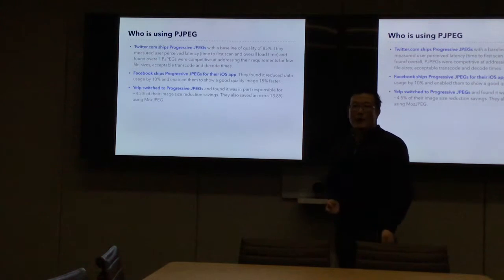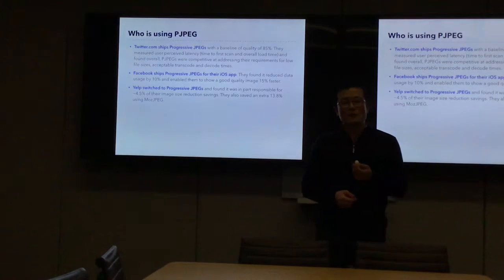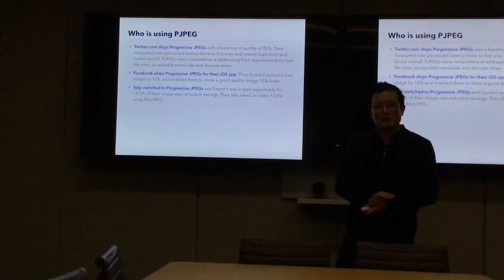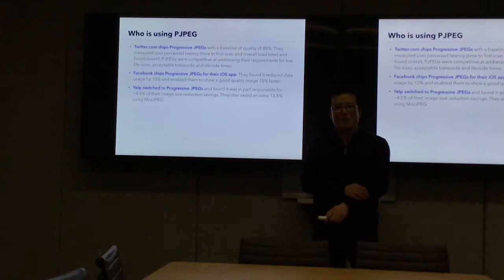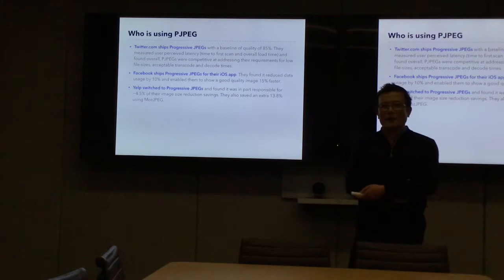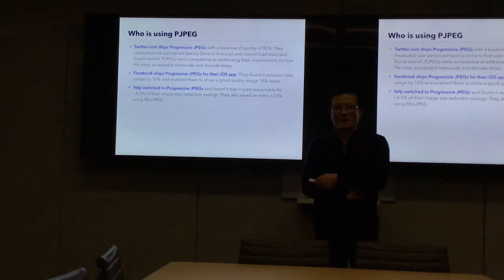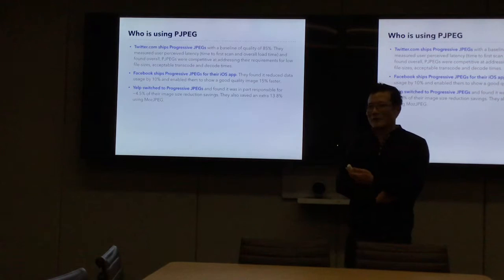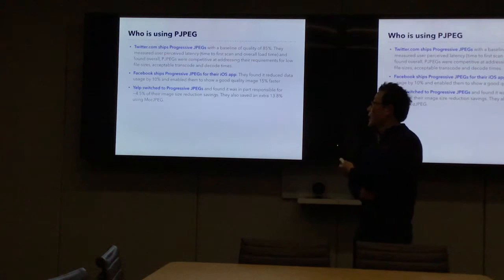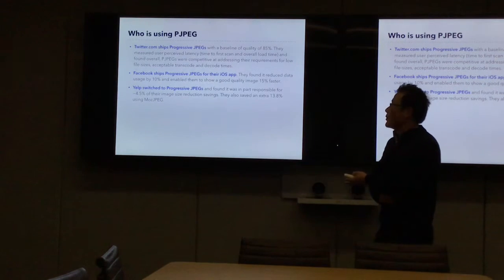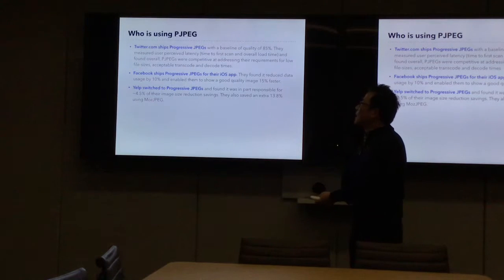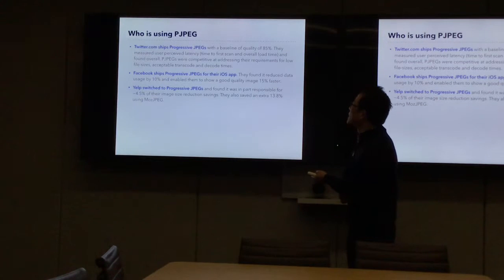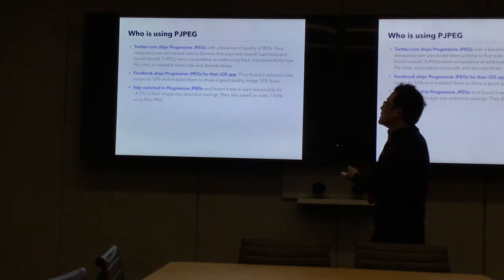Maybe you still worry about who is using progressive JPEGs, because as a typical Australian business, we're not super confident. We always look at what's happening in Silicon Valley, what's happening with the American big giants. That's, I would say, sad, but often this is the case. We have some successful role models which adopt progressive JPEGs. Twitter ships progressive JPEGs, with a baseline quality of 85.